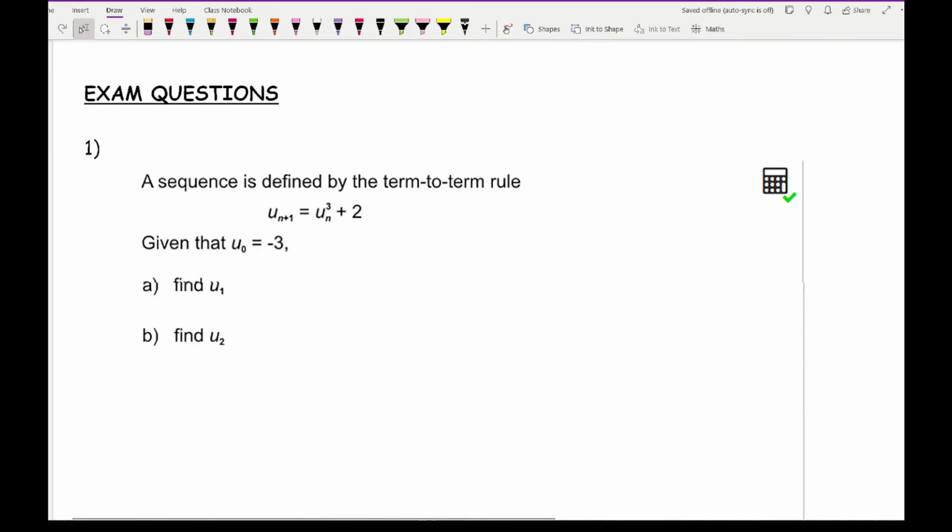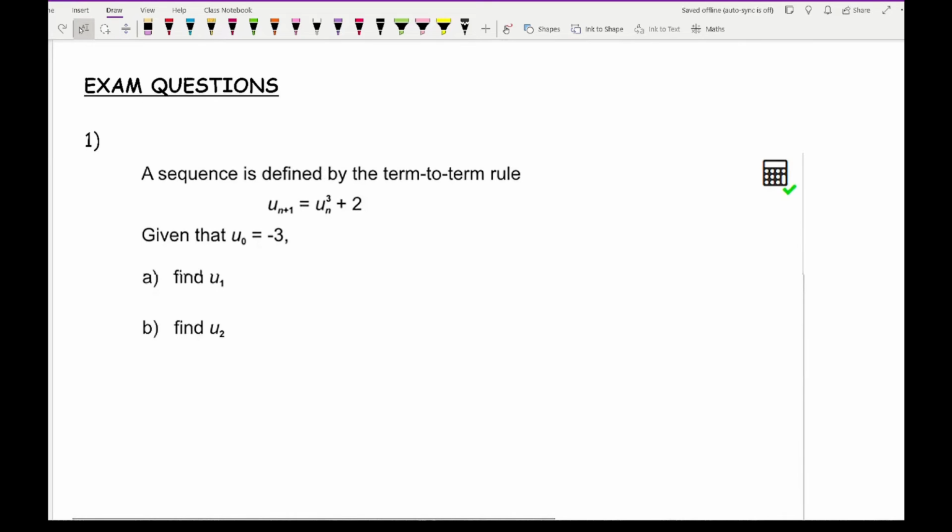So again, let's just have a look at some exam style questions. Hopefully you can spot a pattern. So for this, it says a sequence is defined by the term-to-term rule, and here we've got an iterative formula. If it's not come up brilliantly on the screen, apologies, but it looks something like this. Now again, if you've got u(n), what you might want to do is maybe put that in brackets, like so. And the question is asking if u0 is -3. So let me just write with a thicker pen.